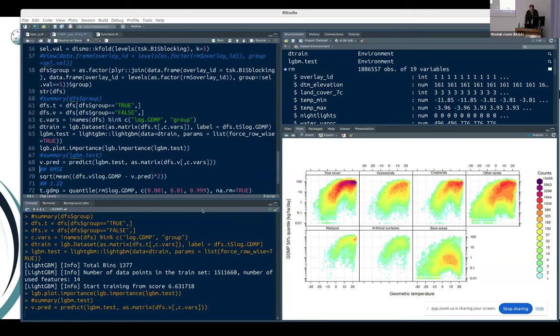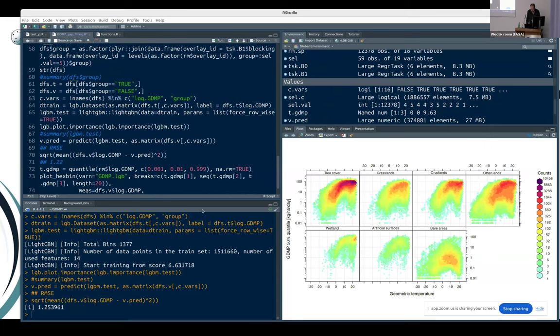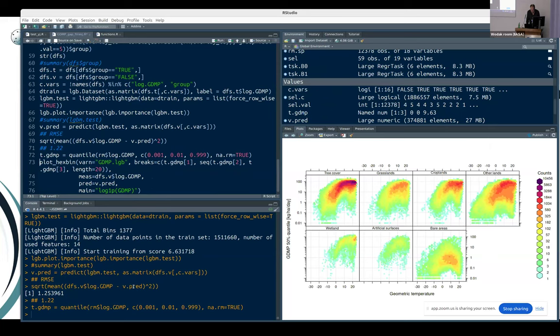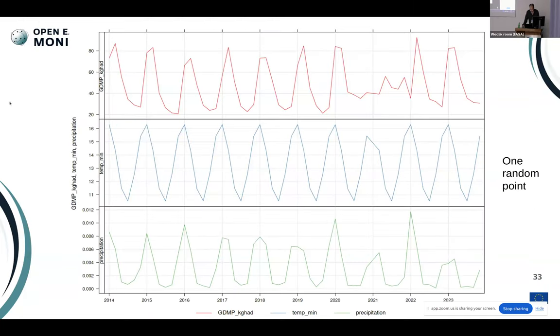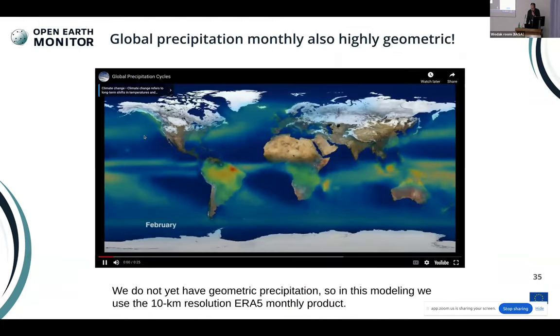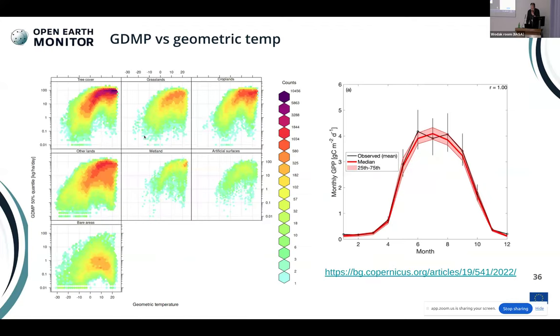And now I can predict on these validation points. And I predict it, and I see the RMSE is something like 1.25. So that's quite good. And the last thing I can do is this plot, the accuracy plot. So we can take a look at that. And the accuracy plot also looks quite good. So here's the accuracy plot.